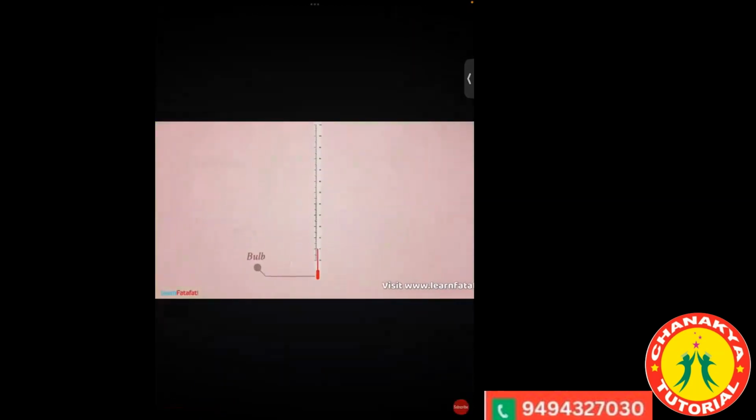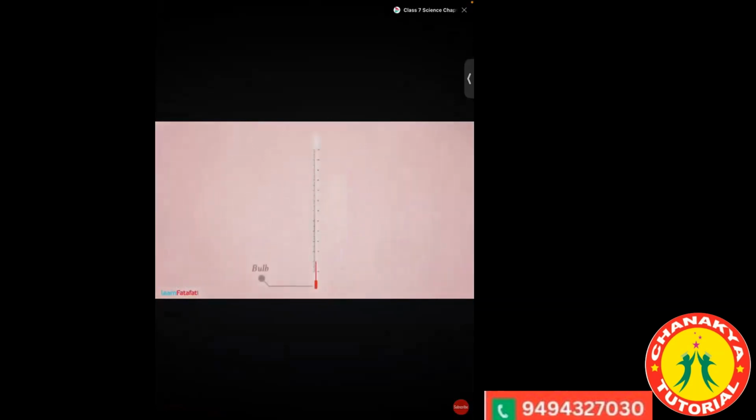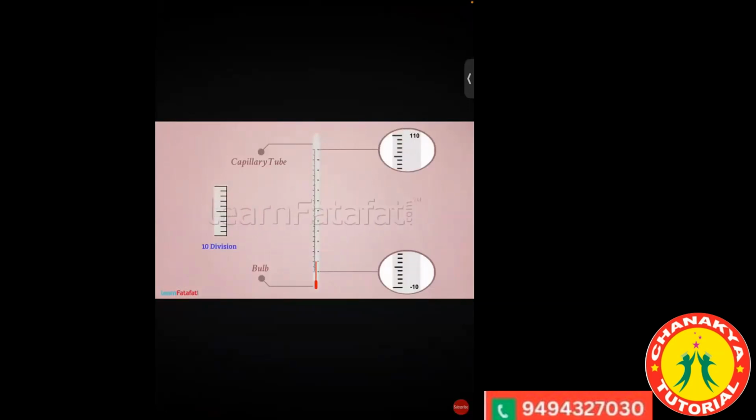There is a bulb at the side of thermometer. A narrow tube having same thickness throughout originates from the bulb and extends towards the highest reading. A tube formed by this bore is the capillary tube. Generally, the laboratory thermometer has a scale between -10 degrees Celsius to 110 degrees Celsius. There are 10 divisions between each consecutive number. That means each division indicates 1 degree Celsius.